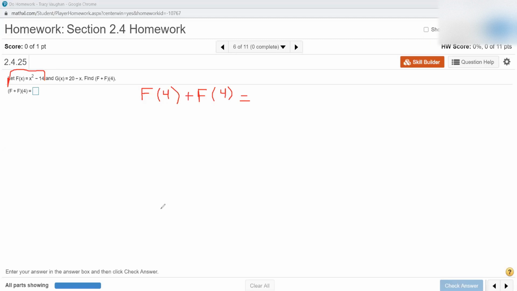Would it be 4 squared minus 14? Perfect, which is 4 squared, 16, minus 14 will be 2. Excellent. So in this case, we would just end up with 2 plus 2 or 4.